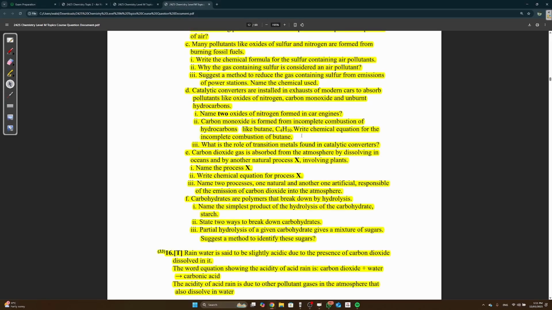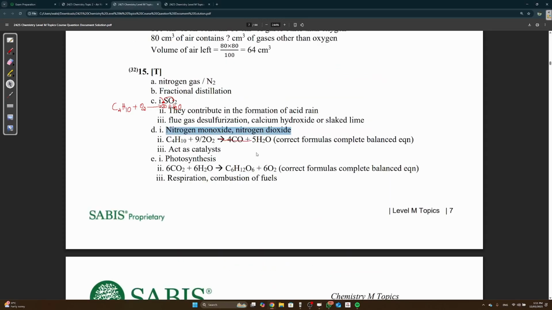Carbon monoxide is formed from the incomplete combustion of hydrocarbons like butane, C4H10. Write the equation for the incomplete combustion of butane. Okay, incomplete combustion. If you want to write incomplete combustion of anything, how do you do it? When it's combustion, what does it mean? It means you're reacting with oxygen. If it's incomplete, what am I producing? CO. And the byproduct is always water, right? Since it's incomplete, am I producing CO or CO2? CO. This is why I put CO, because they said incomplete. Remember, combustion always produces water as a byproduct, okay?